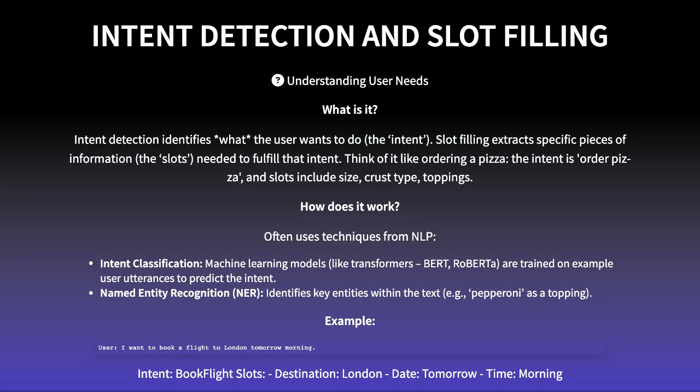Okay, let's talk about intent detection and slot filling, a really crucial part of how AI understands us. Basically, it's all about figuring out what the user actually wants to do and pulling out the specific details they need to make that happen. We use machine learning models, often based on things like transformers, to predict the intent, like order pizza or book a flight. Then we look for key pieces of information. Those are the slots, like the destination city or the date you want to travel. It's like a little puzzle where we piece together the user's request.